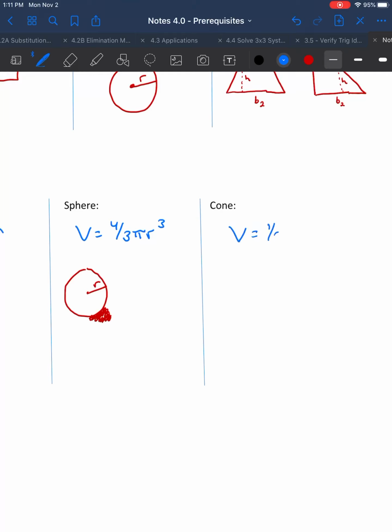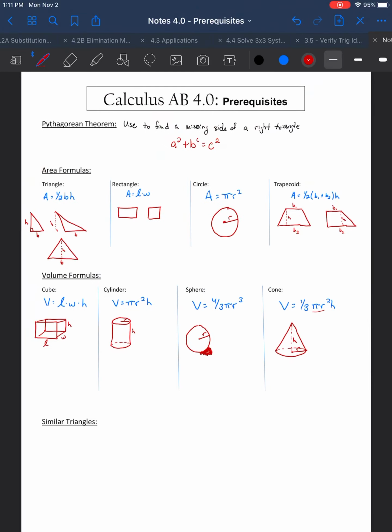Okay, and a similar concept with a cone. Volume equals 1/3 pi r squared h. So here, pi r squared is the area of the bottom circle. Height is how tall we're taking the cone, and then the 1/3 is the fact that those circles are getting smaller and smaller and smaller until we reach the tip of the cone.